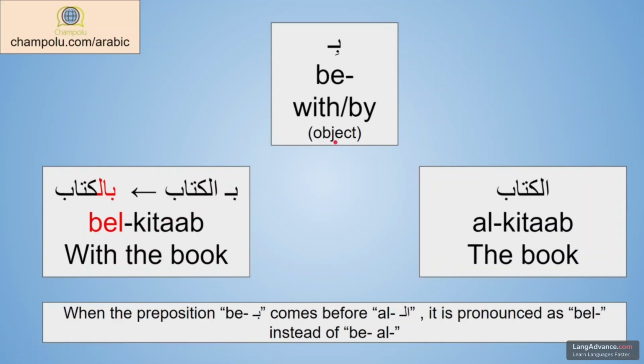And then we want to look into the preposition be, which is also a prefix. So when we look into a definite noun such as the book, al-kitab, and we want to combine it with be, we just append it before the alif lam, so it becomes bil-kitab, with the book.